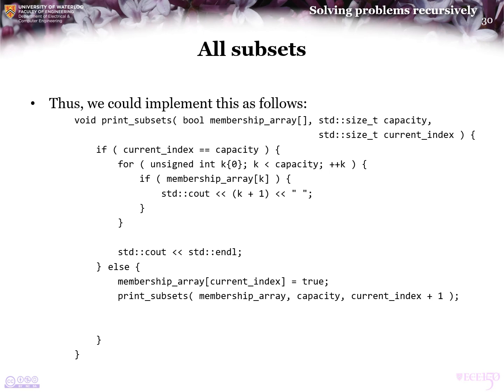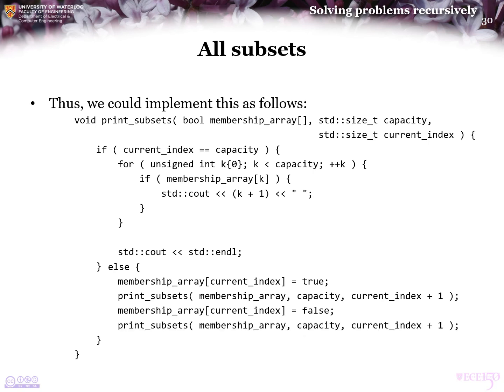So now we will recursively call print subsets. Next, we'll indicate that the current index entry is not to be printed, and once again we will recursively call print subsets on everything that is left. Nice.